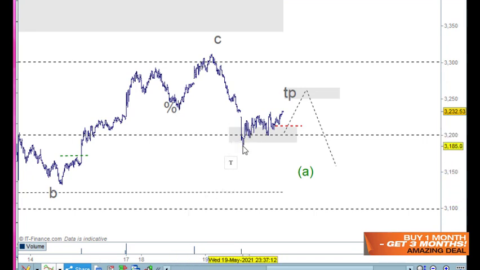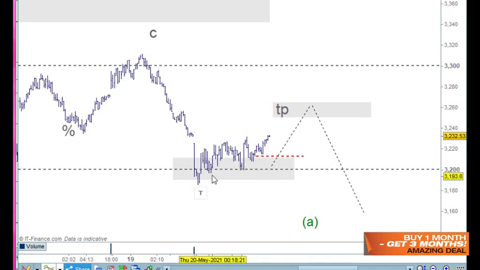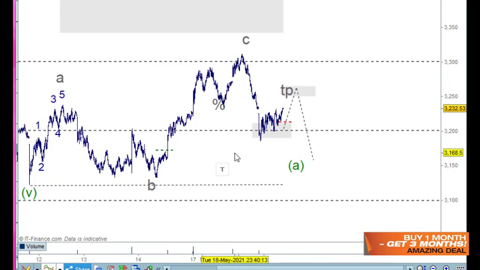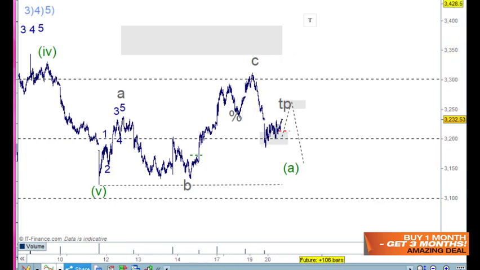You could probably, it's a bit dodgy this one, but 1 and 2 and 3 and 4 and 5 here for that. No, that doesn't count very well either. I'm not quite sure about that. But if you're still in this trade, either take profit or use a trailing stop. You may get lucky, and we may end up going up to this 50, 60% retracement level here. I'm not quite sure.